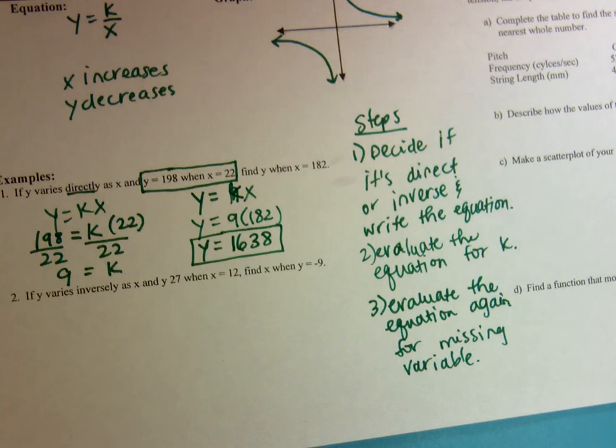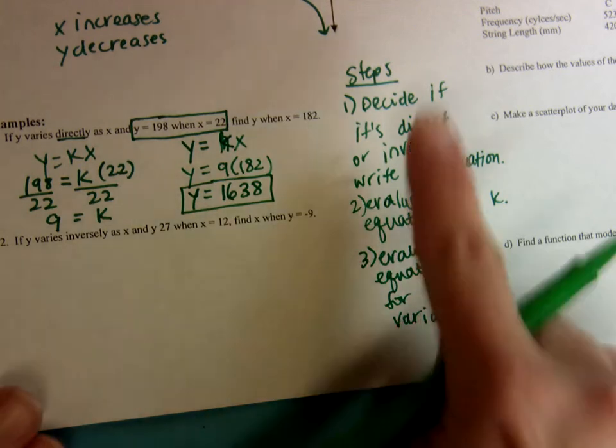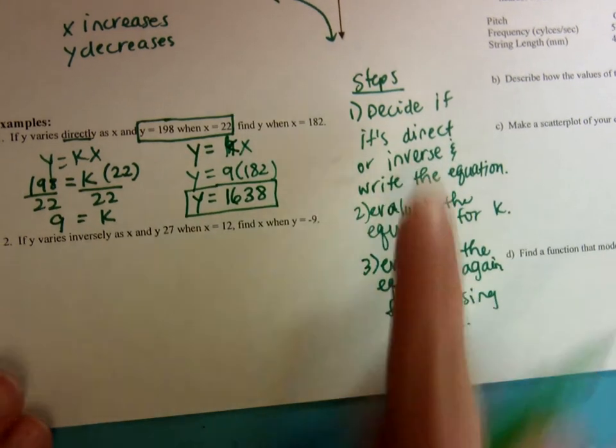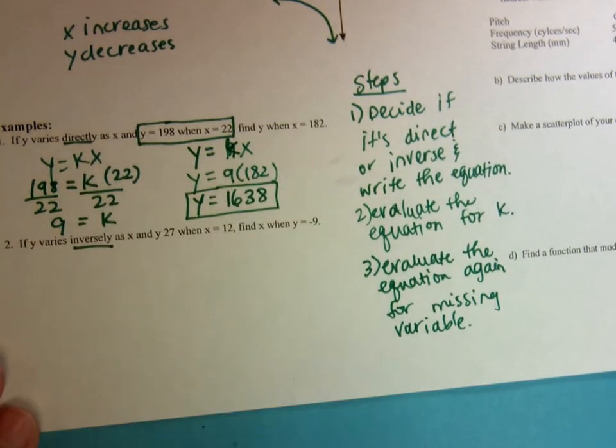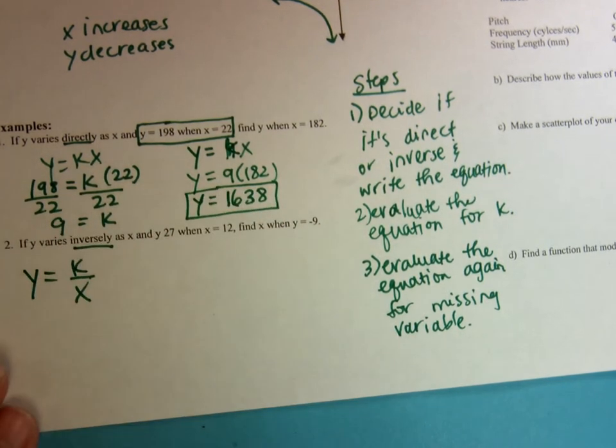All right, so how many times did we plug into that y equals kx? Twice. The first time it was to find the k, and then the second time it was to find the missing number. Okay? Let's look at number 2. If y varies inversely as x and y is 27 when x is 12, find x when y is negative 9. So again, the first step is to decide if it's direct or inverse. It's inverse. And so we'll write the equation y equals k over x.